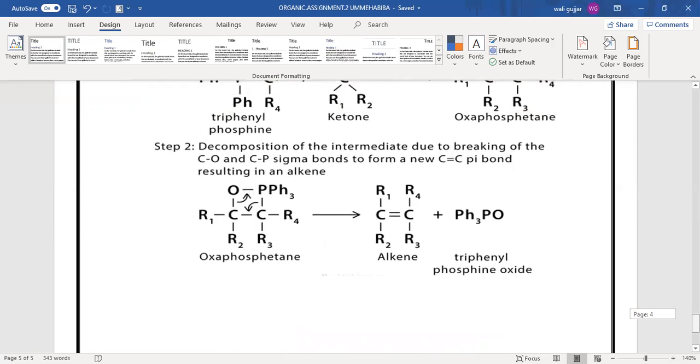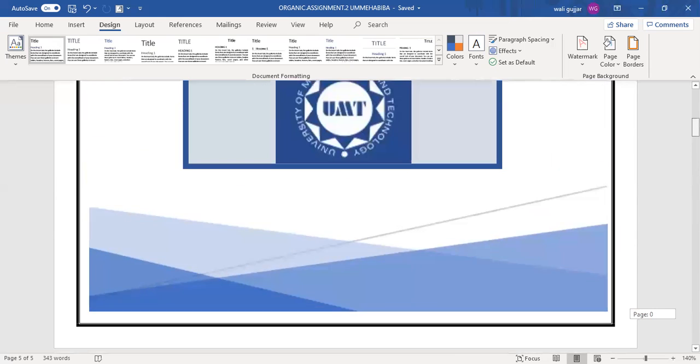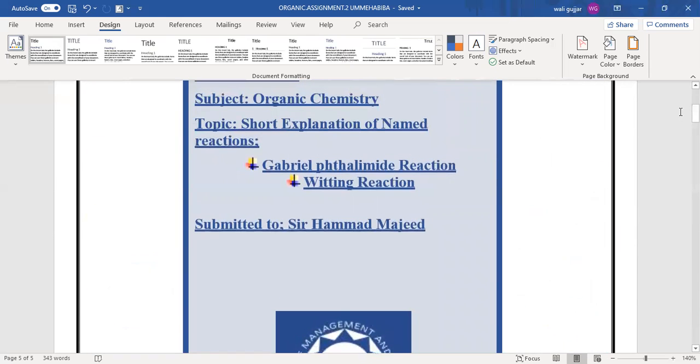So that was its mechanism. In short, the explanation of two reactions: the Gabriel Phthalimide reaction and the Wittig reaction.